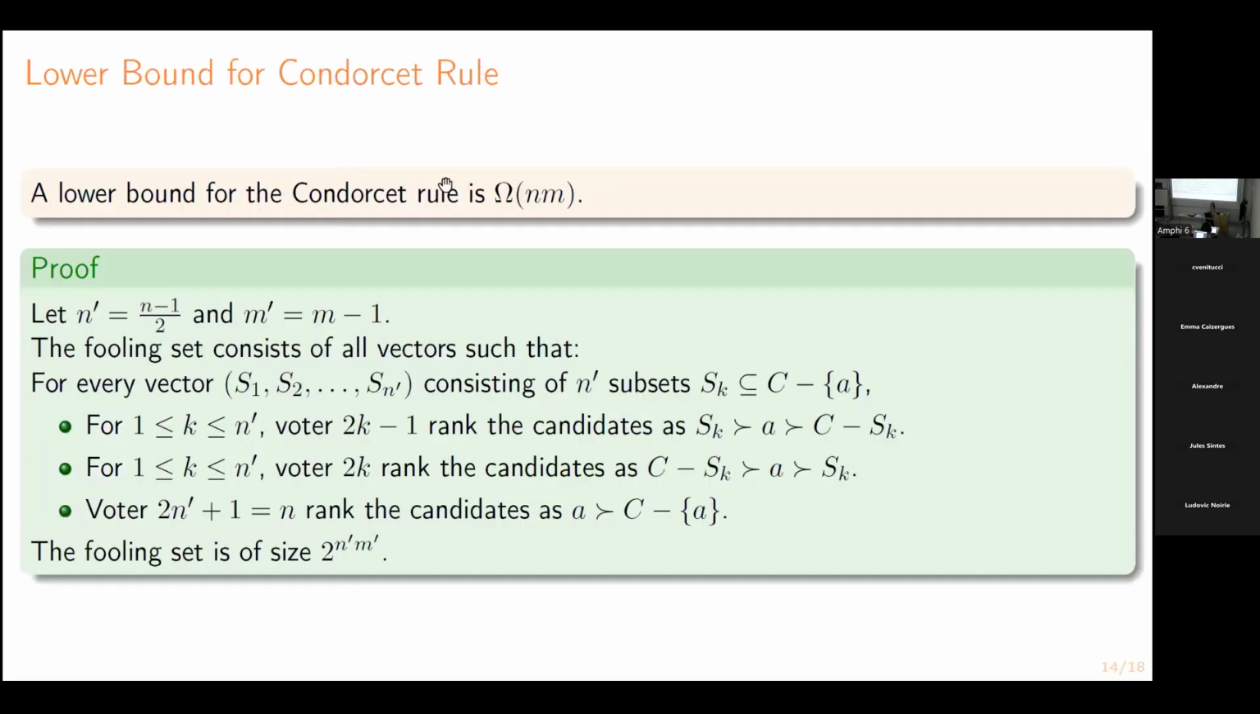Okay, so you also have a lower bound. Again, it consists of designing a Fooling set. I will not explain the Fooling set, but you made the remark earlier about whether the Fooling set was a vector of rankings or a vector of only candidates. Here you need the ranking, so the Fooling set is a vector of rankings, contrary to plurality, where it was just your favorite candidate because you only needed this information.